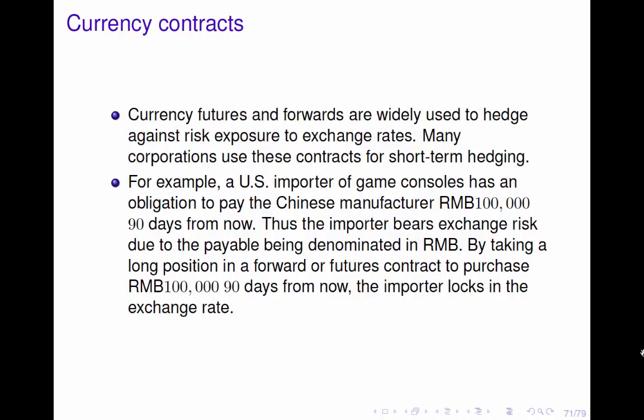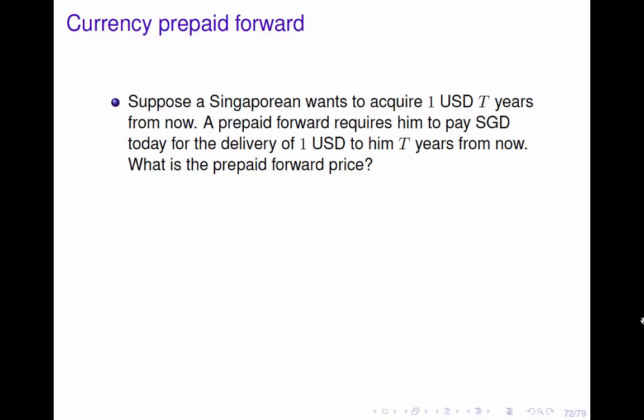In this section, we will focus on two currency contracts, the currency prepaid forward and the currency futures. First, let's introduce the currency prepaid forward. Suppose a Singaporean wants to acquire $1 T years from now. A prepaid forward requires him to pay Singapore dollars today for the delivery of $1 to him T years from now. Can you determine the prepaid forward price?